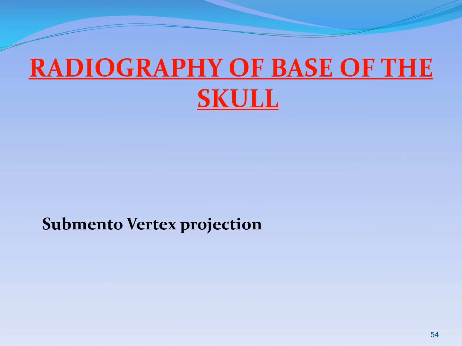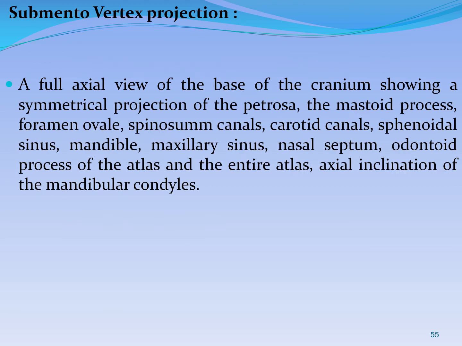Next, coming to radiography of the base of the skull. Under that you have SMV or submentovertex projection. Now this projection gives a full axial view of the base of the cranium. So you can see symmetrical projection of the petrosa, mastoid process, foramen ovale, spinosum canals, carotid canal, sphenoidal sinus, mandible, maxillary sinus, nasal septum, odontoid process of the atlas and entire atlas, axial inclination of the mandibular condyles.